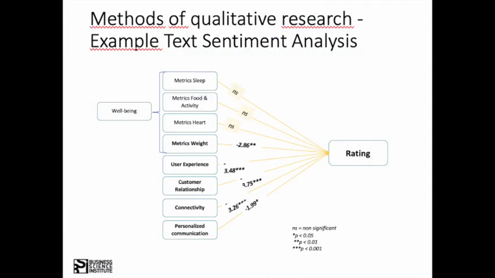Then we ran a logit regression, and you can see that matrix sleep, matrix food activity, matrix heart activity is non-significant in terms of impact on the rating of the app, whereas the matrix weight, user experience, customer relationship management, connectivity, and personalization impact highly significantly the rating of the applications. In other words, improving the attributes on matrix weight, user experience, customer relationship management, connectivity, and personalized communication would improve also the rating evaluation of the application.